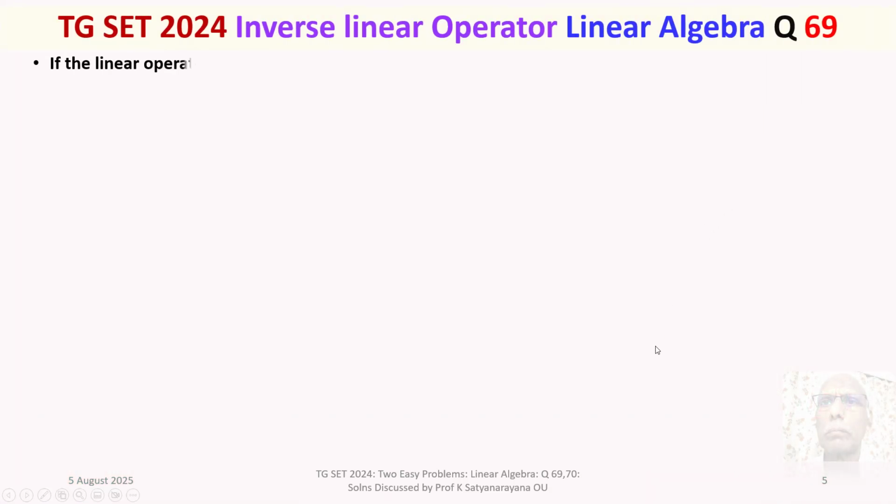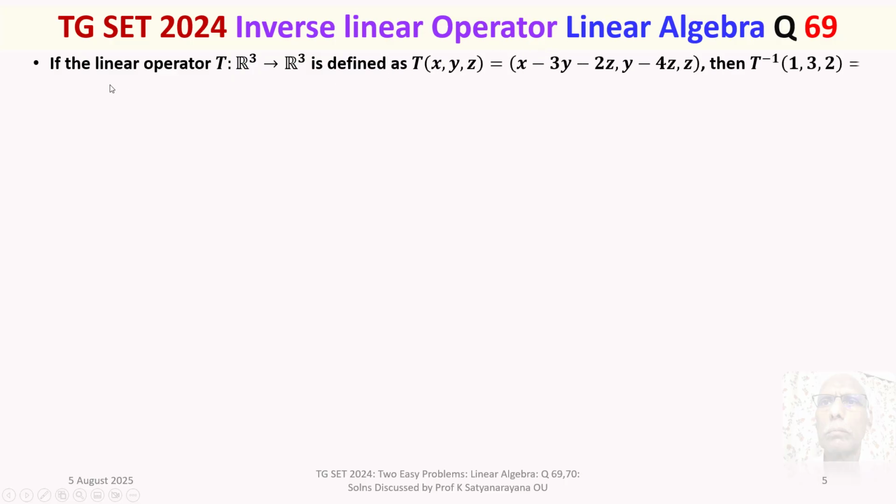The first question is question number 69. It's on inverse linear operator. The given question is, if the linear operator T from R cube to R cube is defined as T of the triad x comma y comma z is equal to the triad x minus 3y minus 2z comma y minus 4z comma z, then T inverse of 1, 3, 2 is equal to. We are given four options.